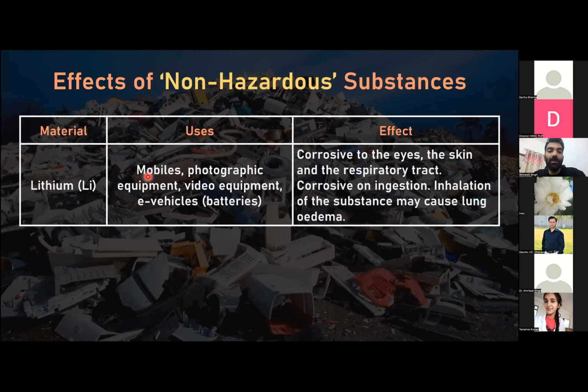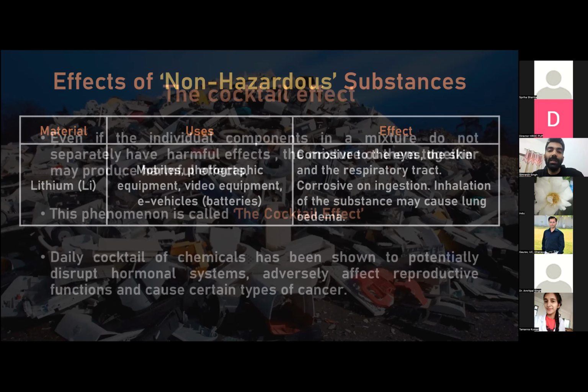So uses obviously mobile, photographic equipment, video equipment in batteries, and e-vehicles also in batteries. It's corrosive to the eyes, skin, and the respiratory tract. It is corrosive on ingestion. Inhalation causes lung edema. So it is obviously not non-hazardous, but it is less hazardous than the ones I discussed previously.